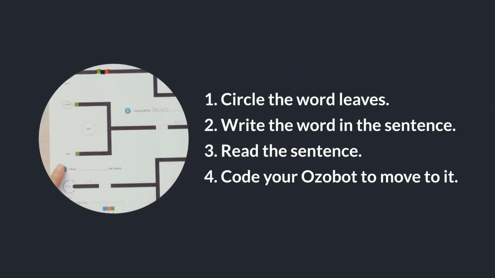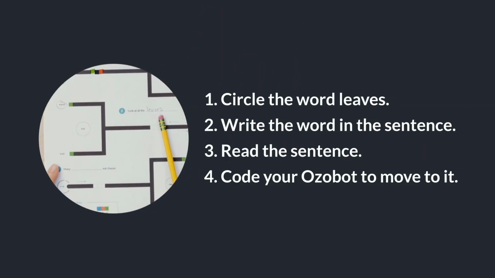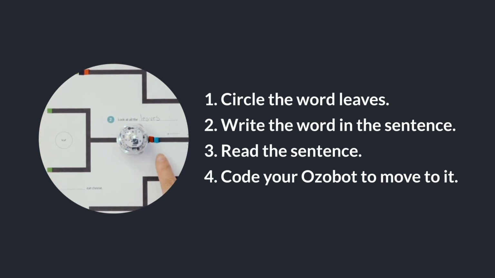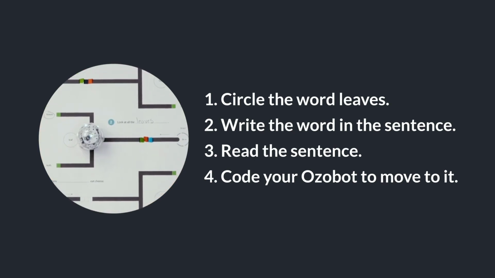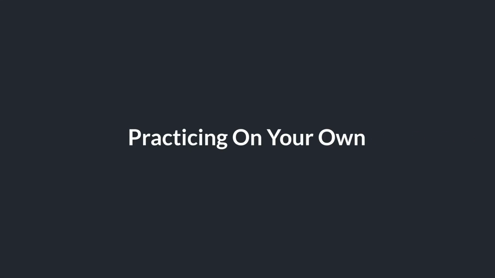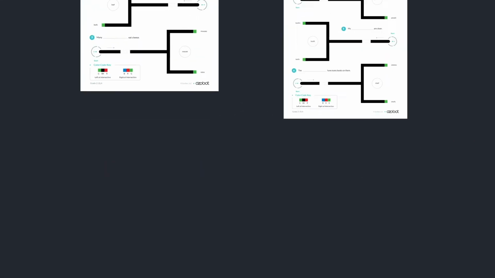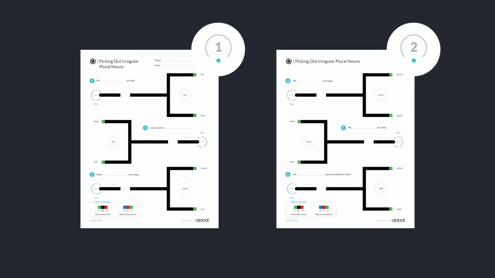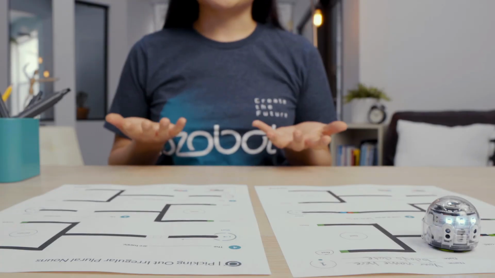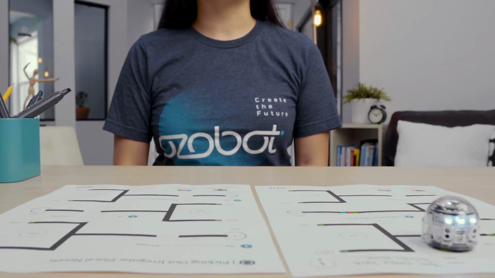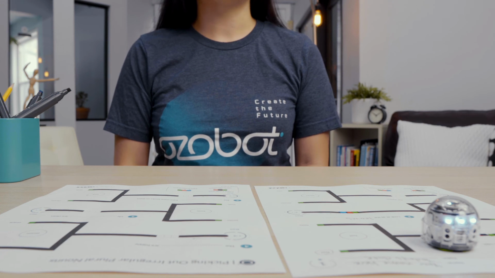Can you circle the word leaves, write it in the sentence, read the sentence, and use a color code to program your Ozobot to move to it? It looks like you've got this. Can you complete the activity by programming your Ozobot to move to each correct plural noun?